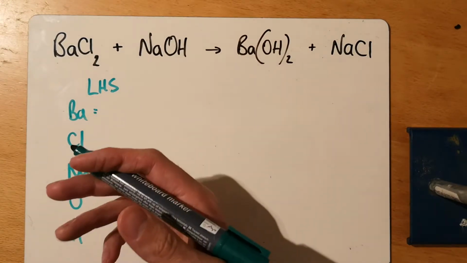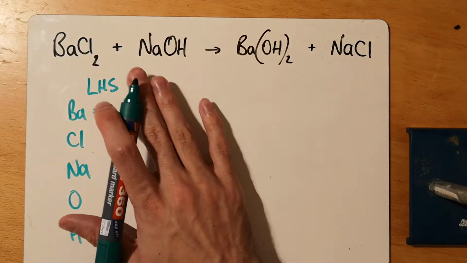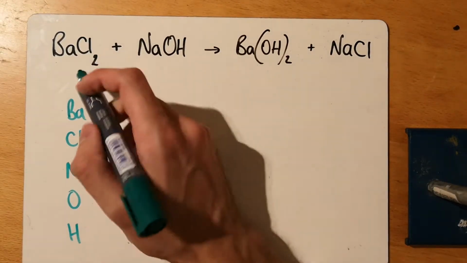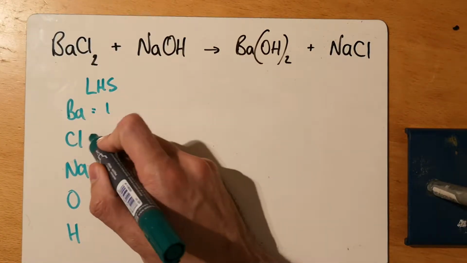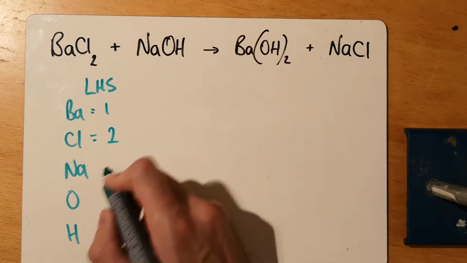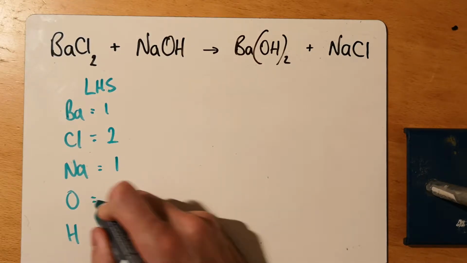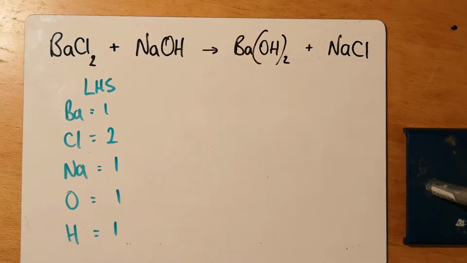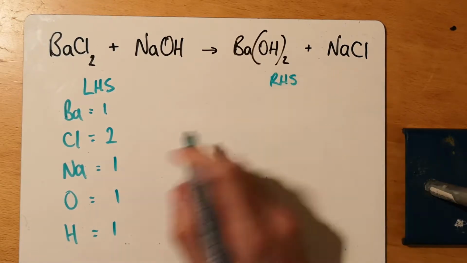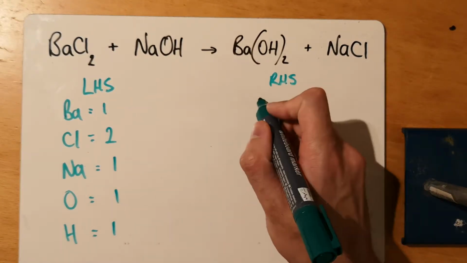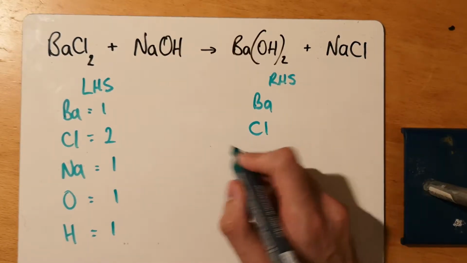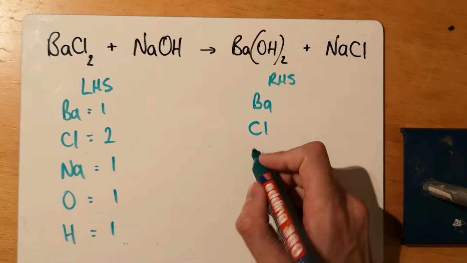Now, the number of atoms on this side has got to equal the number of atoms on that side. That's what balancing an equation means. So I've got one barium, two chlorines, because the chlorine's got this little 2 after it, one sodium, one oxygen, and one hydrogen. Now on the right-hand side, if this was balanced, I'd have exactly the same. And when I set it out, despite them not being in the same order, I'm going to put them in the same order as I've got them over here.